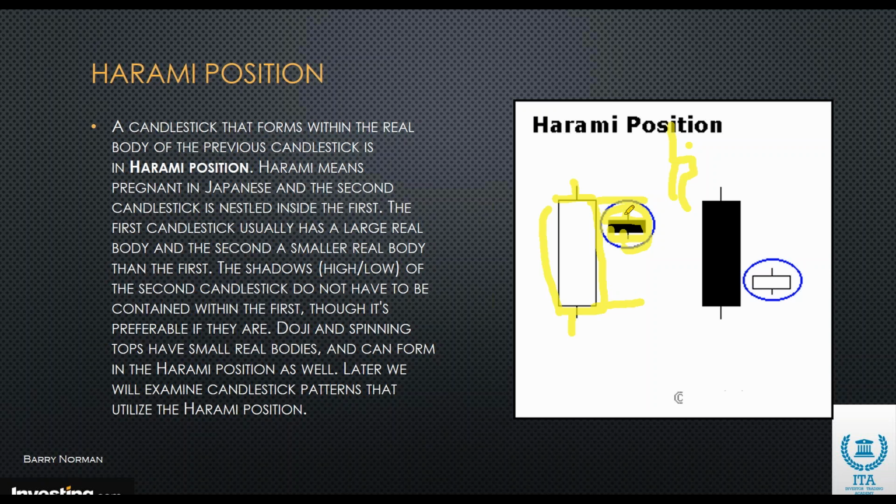Now, a lot of people say the wicks can be slightly outside. There's all kinds of interpretations. Some say the body of the next candle doesn't have to be in the opposite color. My interpretation, and I am very strict in this, is that when you see a harami, you have a nice long body candle. Doesn't matter how long that body is. The next candle must be entirely contained within the body of the previous candle.